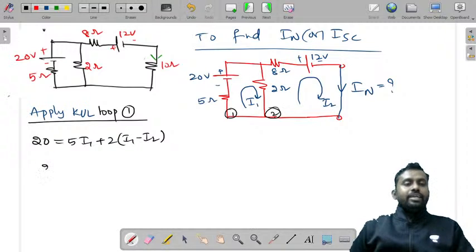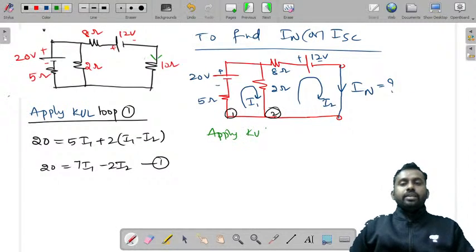So you will get 20 is equal to 5I1 plus 2I1, 7I1 plus, because you have a minus, you'll get minus 2I2. This is one equation. Now apply KVL to loop 2, the second loop.